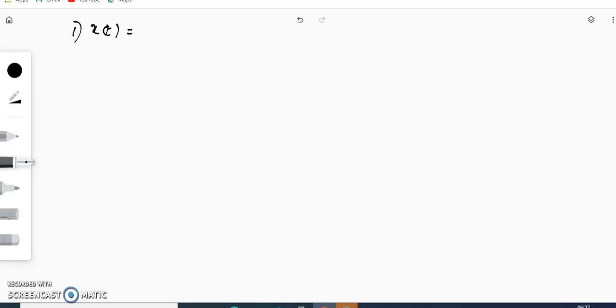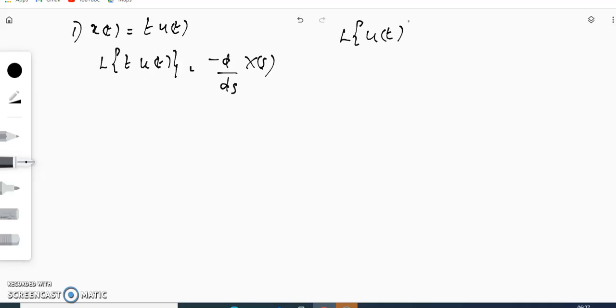Suppose your signal given is t into u of t. How do you solve this? This is a multiplication in the time domain, isn't it? For multiplication in the time domain, the Laplace transform is differentiation in the s domain, minus d by ds of X of s. So we need to know X of s here. We know the Laplace transform of u of t is 1 by s. That is the X of s itself.